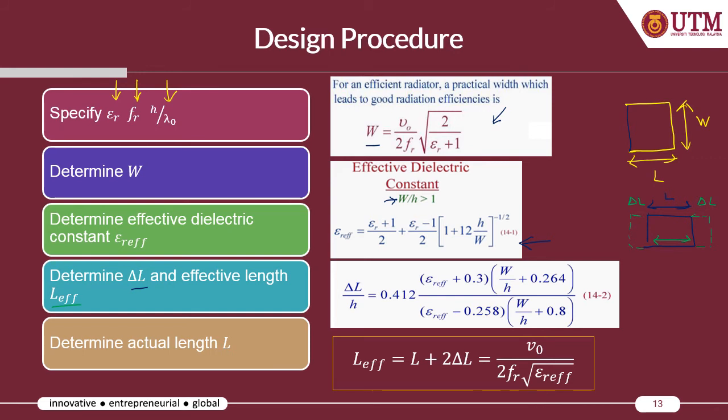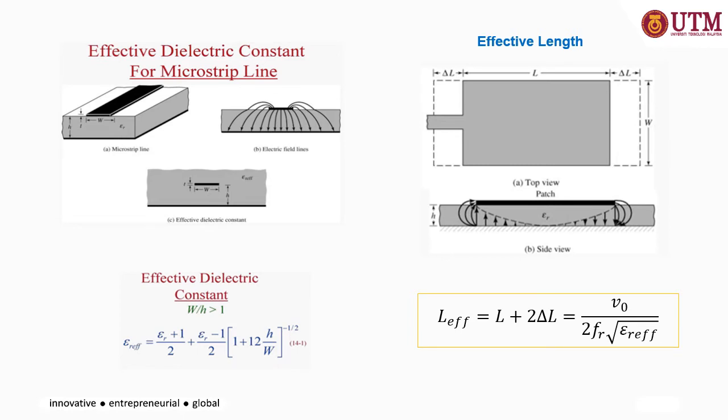Okay, so once you have the effective dielectric constant, epsilon reff, you can determine the delta L by using this equation. You need to put the effective dielectric constant value into this equation, so you can determine the delta L. Once you have the delta L, you can get the actual length of the patch antenna. Okay, so what is the effective dielectric constant, epsilon reff?